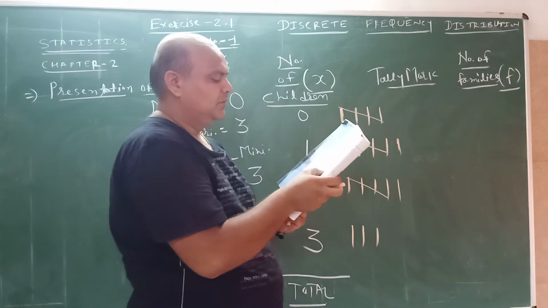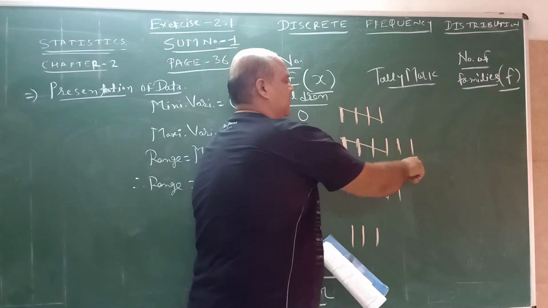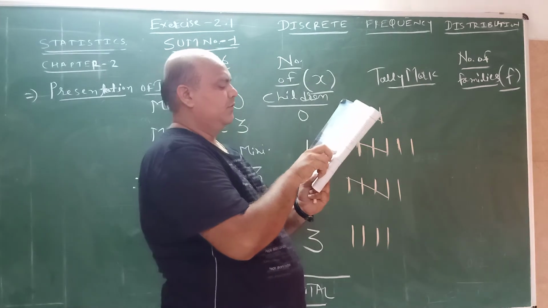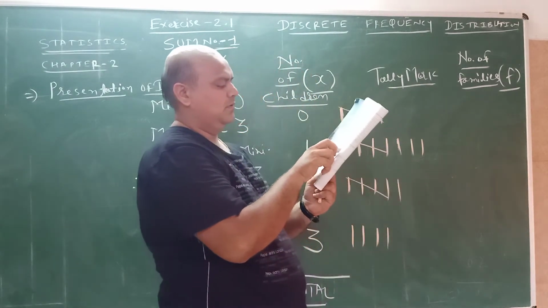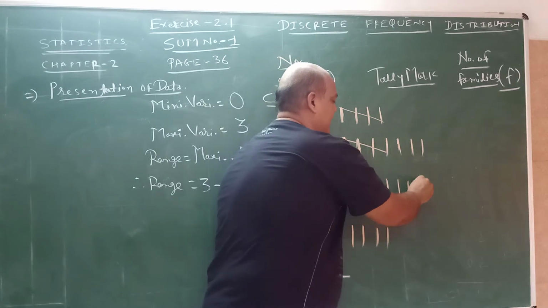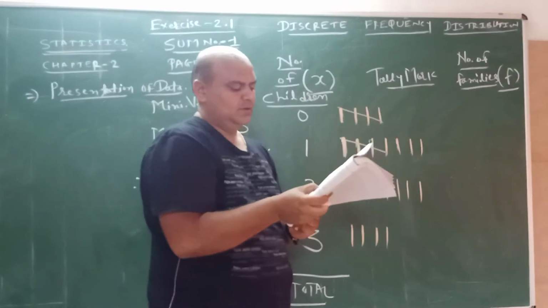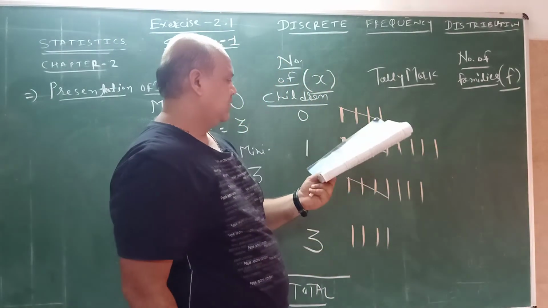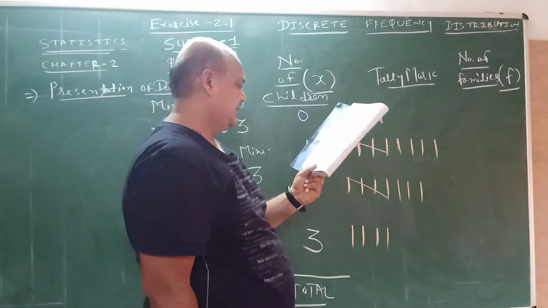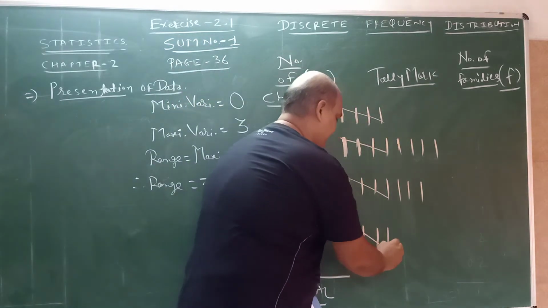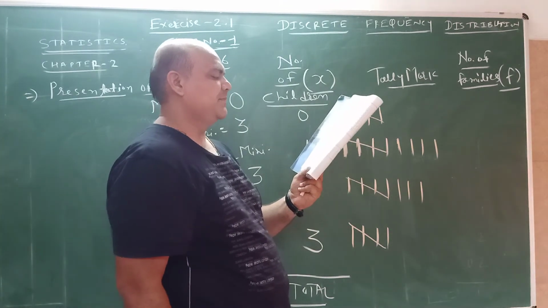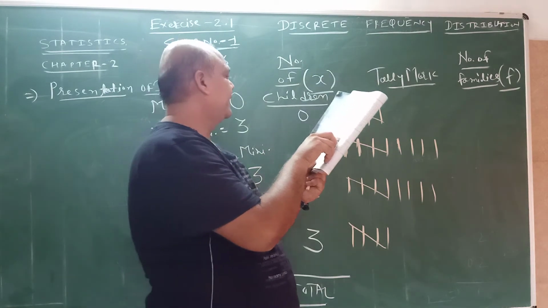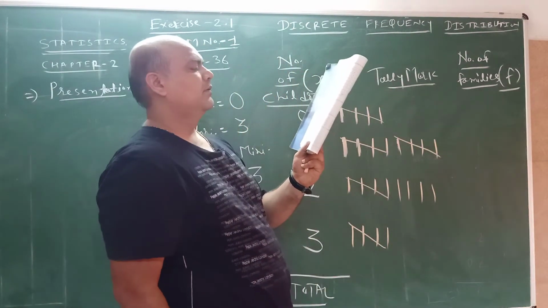Now fifth column: 1, 3, 1, 2, and again 2. Next 1. After 1 it is 3. Fifth tally mark, cross tally mark. 2, 1, then 2.